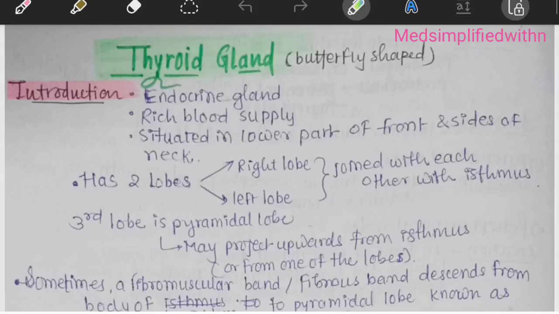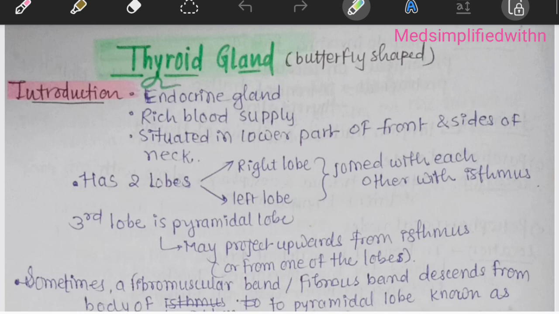A young woman visits the clinic complaining of weight loss despite eating well, constant sweating, anxiety, and racing heartbeat. Another patient has the exact opposite problem: weight gain, tiredness, feeling cold all the time, and dry skin. What tiny organ in the neck could be responsible for these two completely opposite conditions?